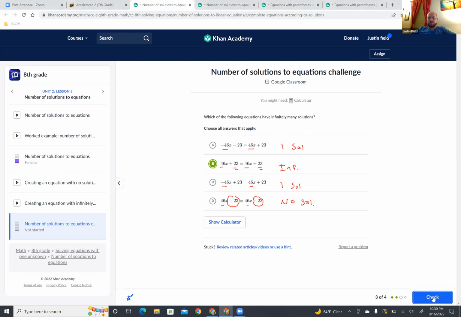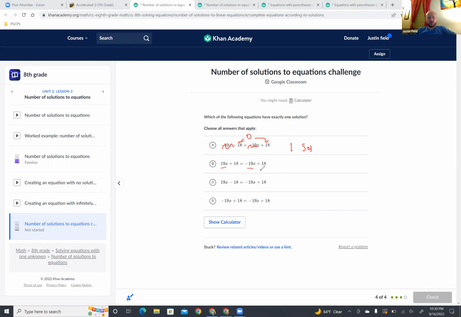So which one has infinite solutions? That would be B. Let's see me do that one more time. Look at the coefficients. If they are the same, then we got to look at the constant terms. So in this first one, the coefficients are the same. So now look at the constant terms. The constant terms are different. So that means it's no solution.